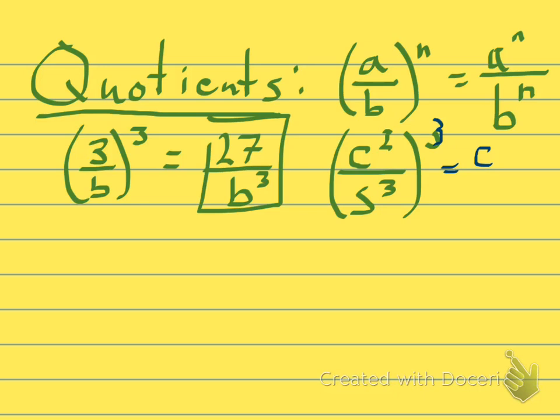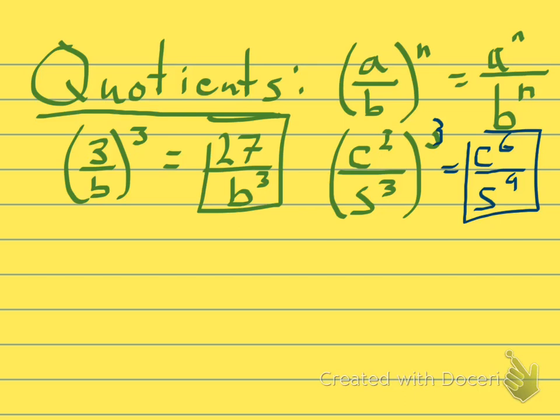I'm trying to write it. My stylus isn't working. There we go. c to the 6th. And on the bottom, s to the third power, raised to the third power. Multiply those. What do you get? You're not raising the power, you multiply the exponents, 3 times 3. We're just raising a power to a power. So 9. Good job. You get c to the 6th over s to the 9th.